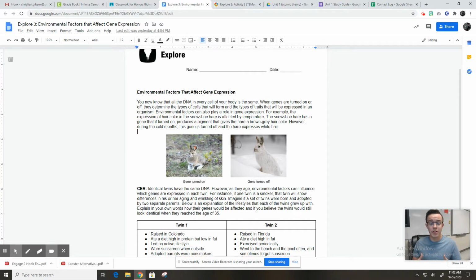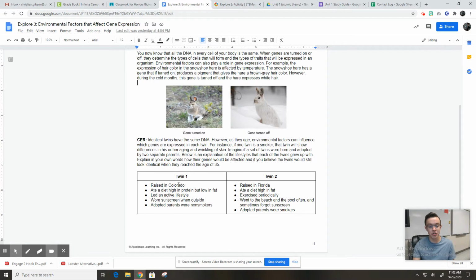And so at that point, there is no color in the fur because that pigment's not getting made, and it has a white color to its hair or fur. And so that is advantageous for it during the winter, because then it'll blend into the snow. So knowing now that environmental factors do affect gene expression, which genes are turned on and off, and seeing an example of it with the snowshoe hare, here is your assignment.